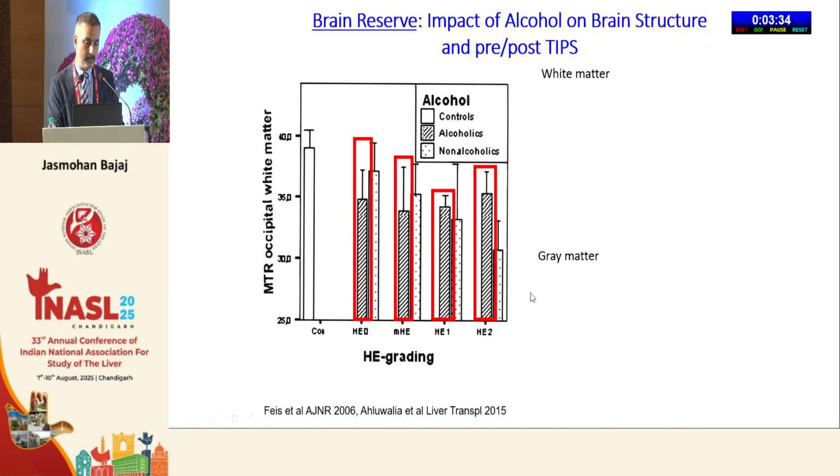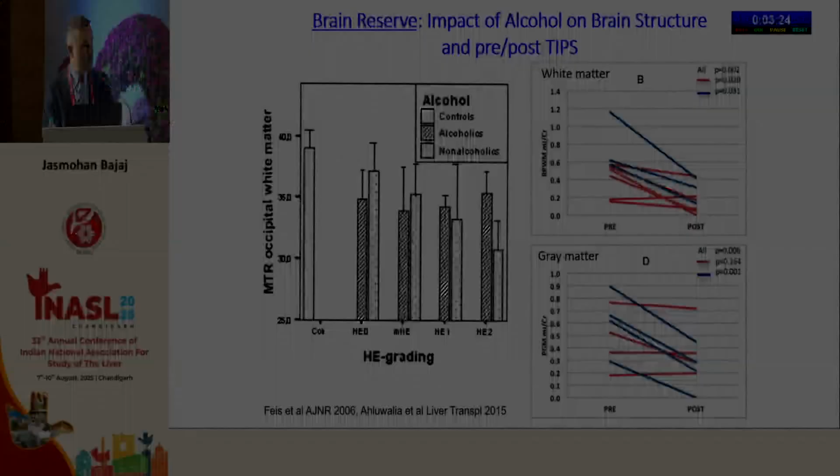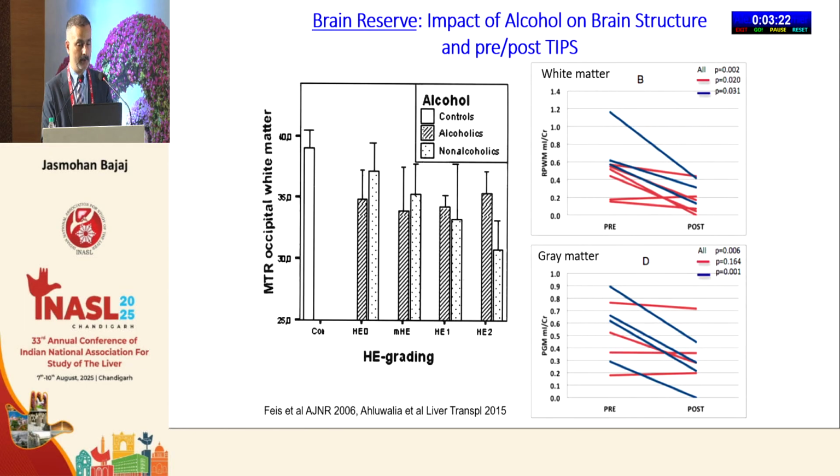Again, alcohol, the post-MR brain structure, the brain reserve again with alcohol is worse. So patients with alcohol are particularly vulnerable to all these changes, and those are the people who should be monitored the most in this population.